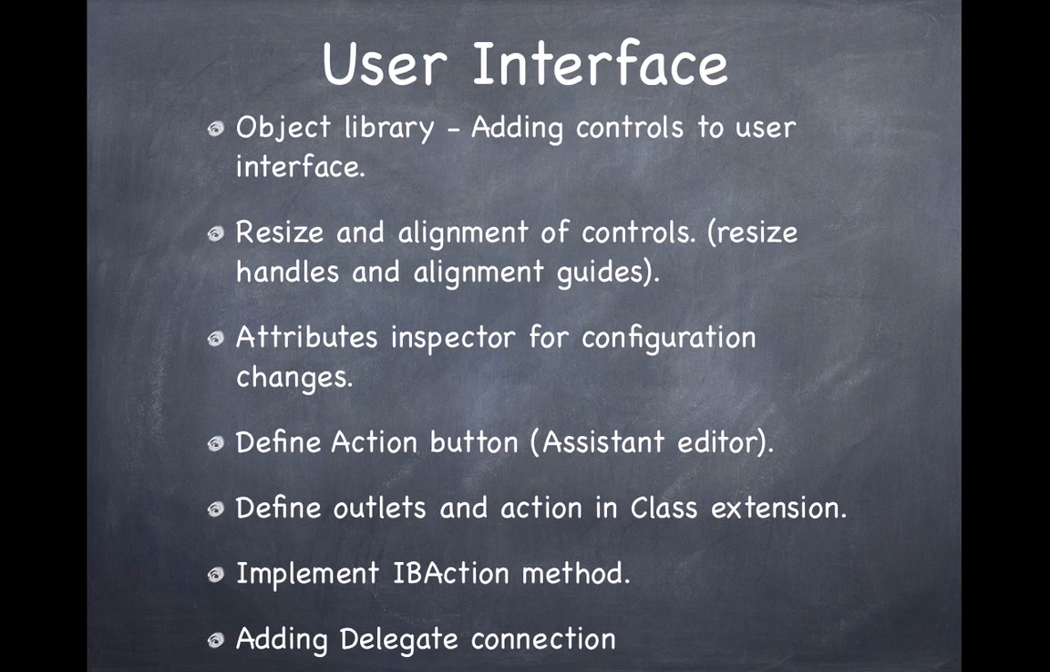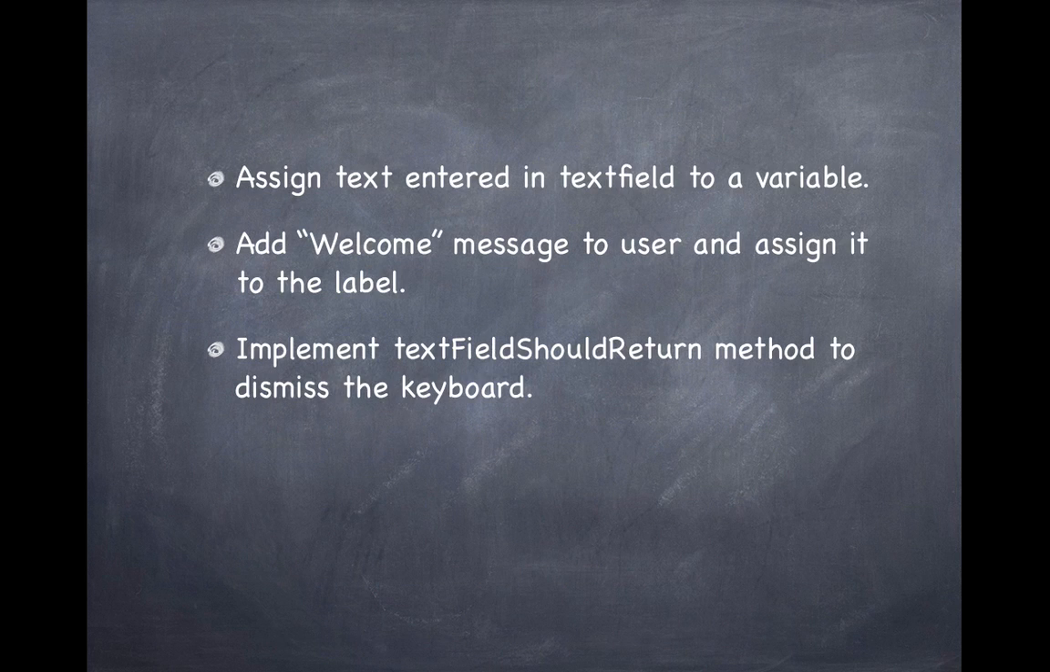In the last video tutorial we saw how to add controls from the object library, resize and align the controls, and then we used the attributes inspector for specifying the properties for the controls. Then we defined an action button, and then we defined outlets and actions in the class extension, and we implemented the IBAction method. We also looked at how to add the delegate function.